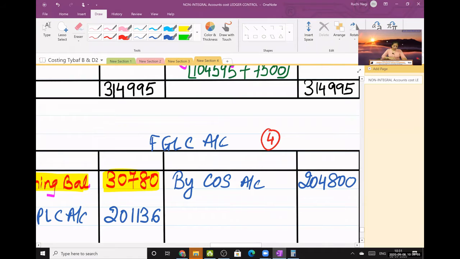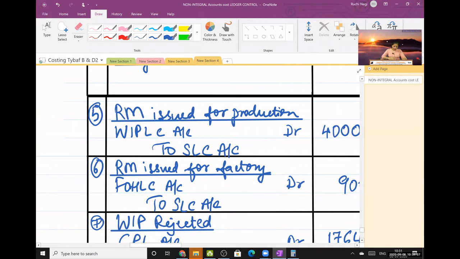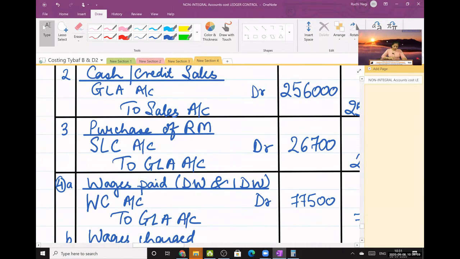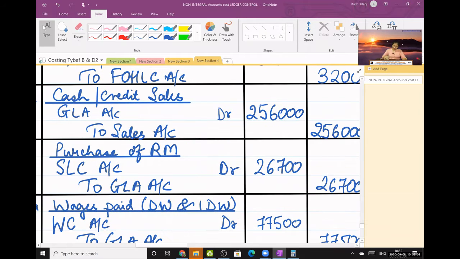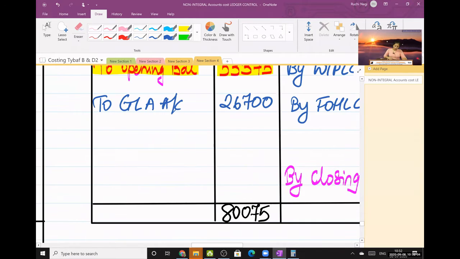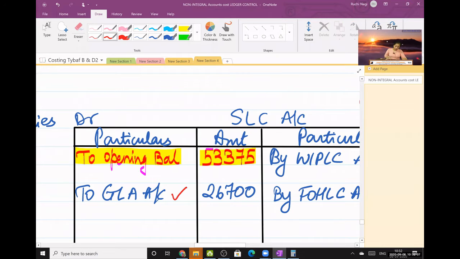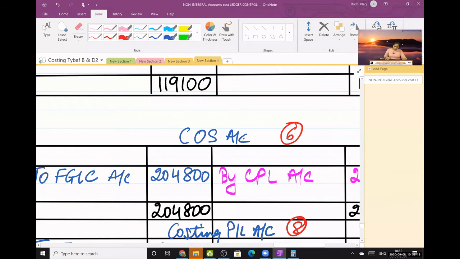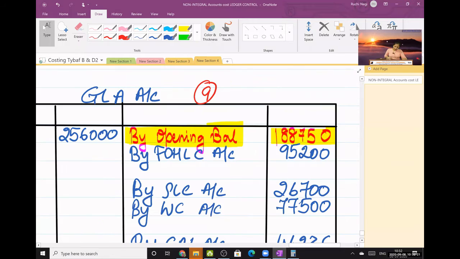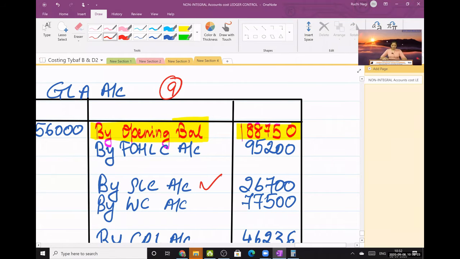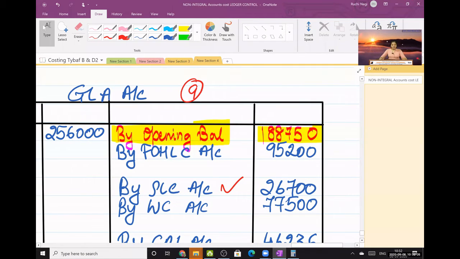Next, purchase. Raw material purchased, SLC to GLA. Stores ledger debit side to GLA 26,700. Second effect, GLA on the credit side by SLC 26,700.